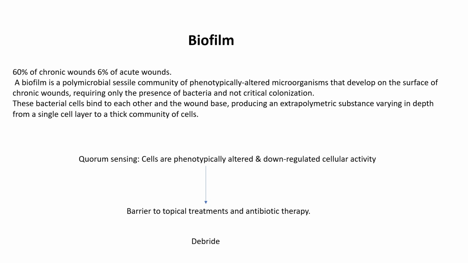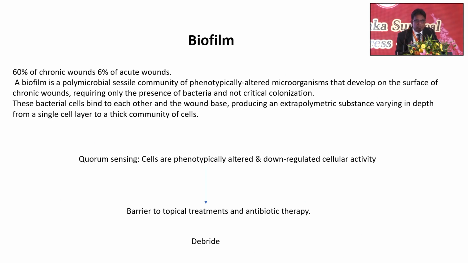So, just to remind ourselves of the biofilm idea, it's a polymicrobial sessile community of phenotypically altered microorganisms, and these microbes alter their metabolic function, lower it, and they can survive with hardly anything. And they become very resistant to all the antimicrobials we put on wounds, as well as antibiotics. And they do their work, that is sabotaging the healing process. Quorum sensing is the process by which cells are phenotypically altered and downregulated in their cellular activity.